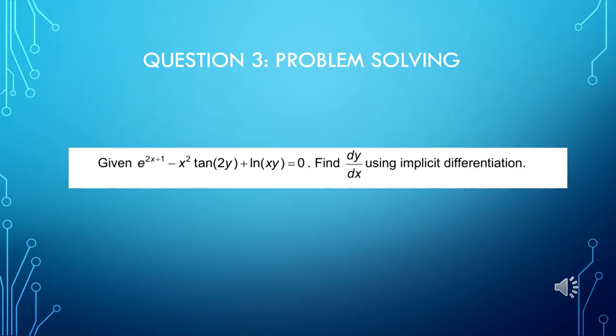Okay, thank you Kalis for that wonderful explanation on question 2. Now let's go to question 3. Given e to the x plus 1 minus x to the power of 2 tan 2y plus ln xy equals 0, find dy over dx using implicit differentiation.